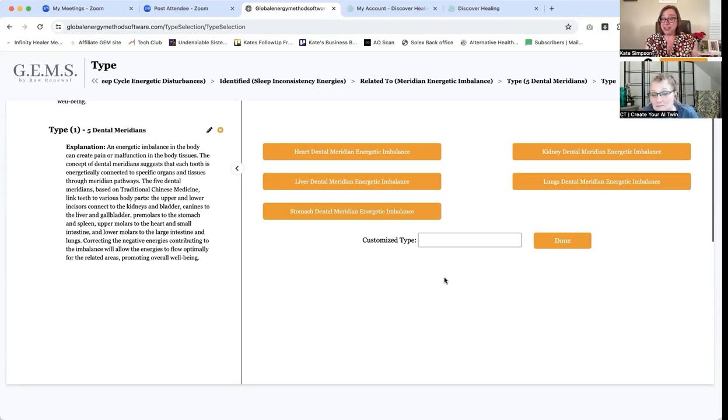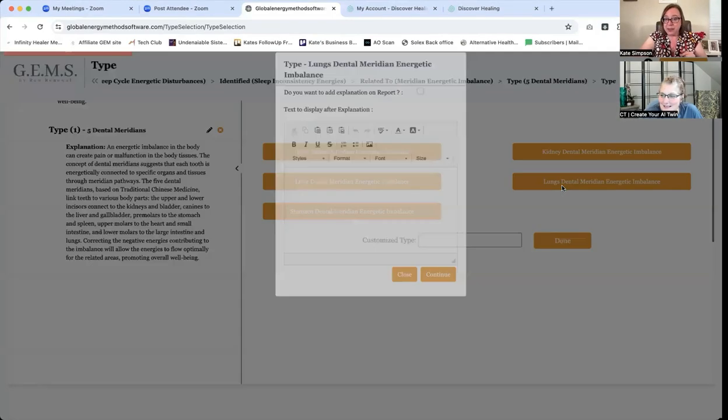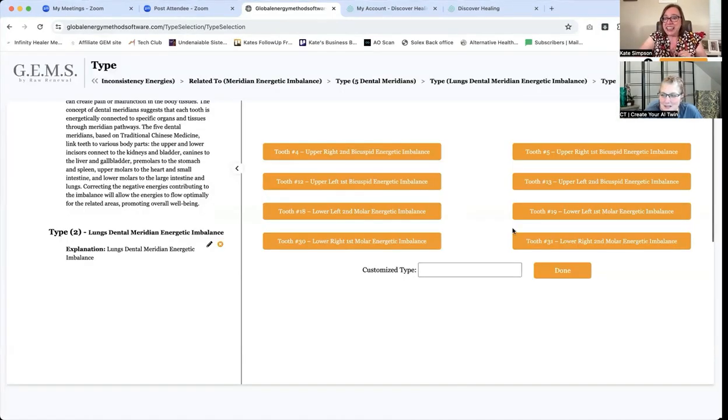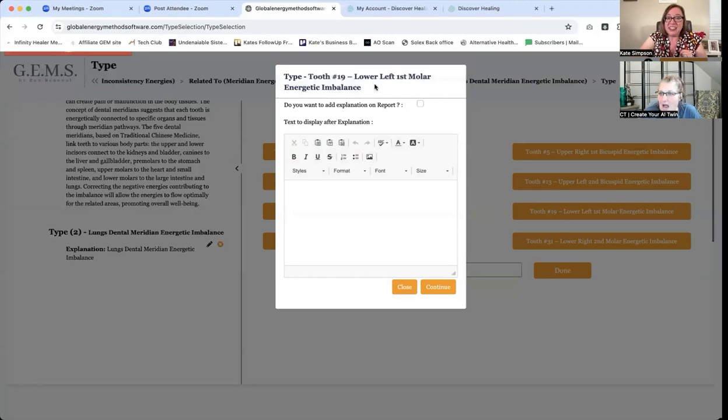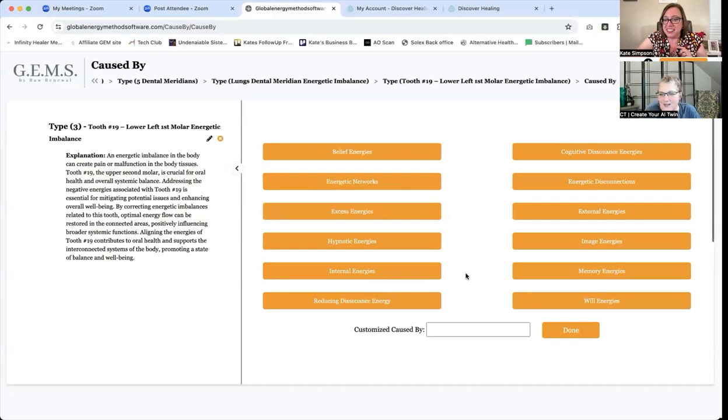So, what's come up for you is what we call one of the dental meridians. This is a meridian that leads somewhere in the mouth to different teeth. So, let's find out a little bit more. This is the lung dental meridian. It's located at tooth number 19, which is a lower left first molar. Is that like the back? Good question. I think I need to look at a chart. I'm not 100% sure. It's a left first molar. So I don't know if that's the back or the front molar. We'll have to look at a chart. Probably one of the only teeth I don't have a cavity on.